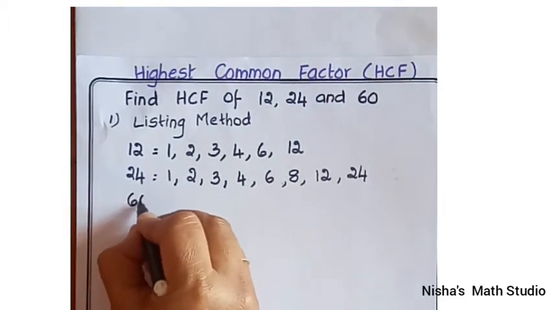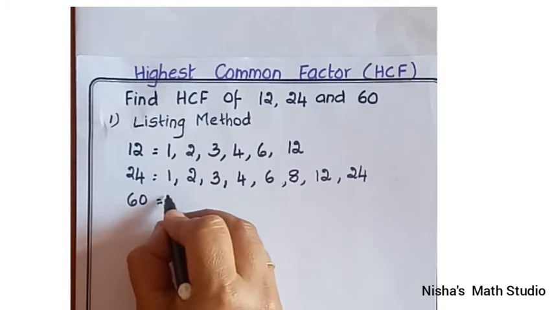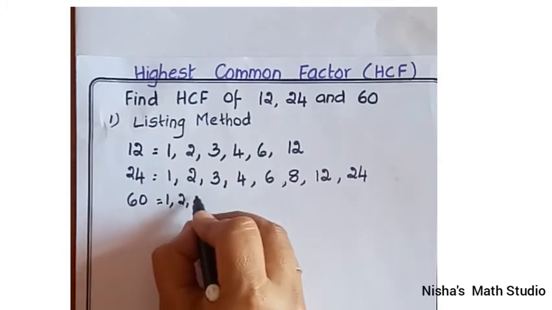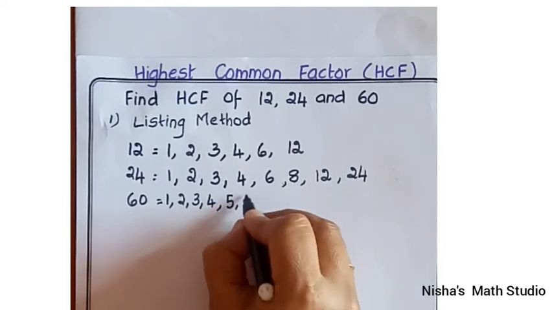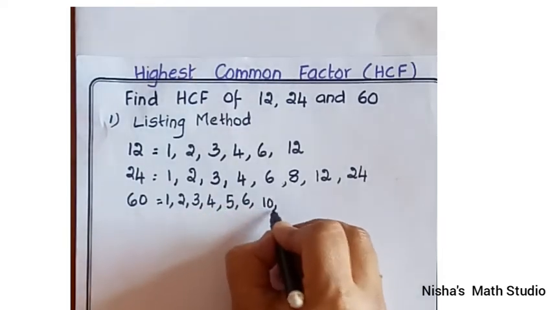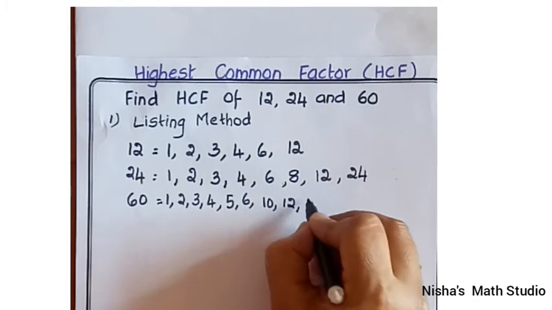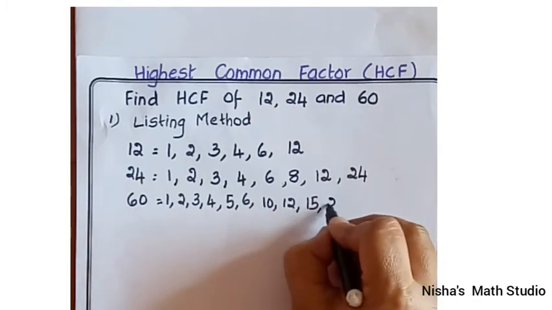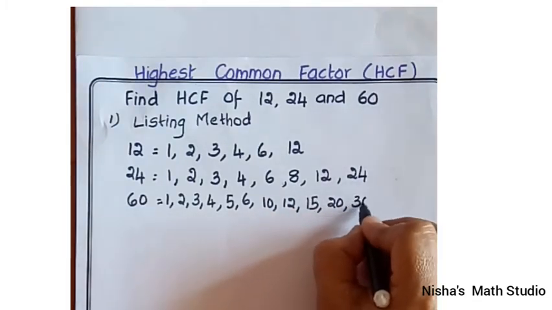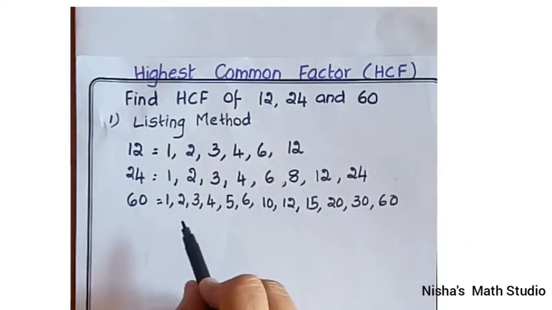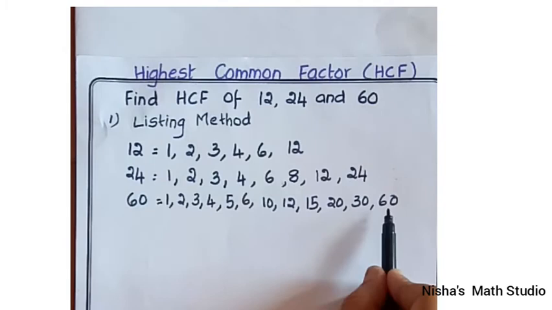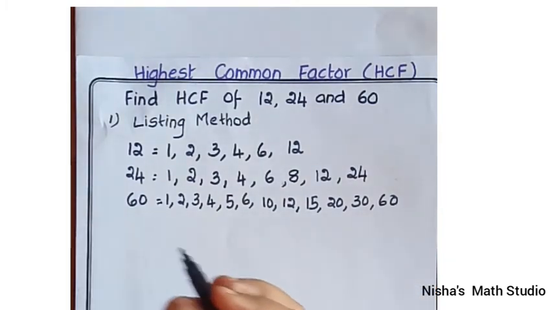Last one, 60. Which are the factors? 1, 2, 3, 4, 5, 6, 10, 12, 15, 20, 30 and 60. So many factors for 60, isn't it? Factor is nothing but in the table of these numbers 60 will come.